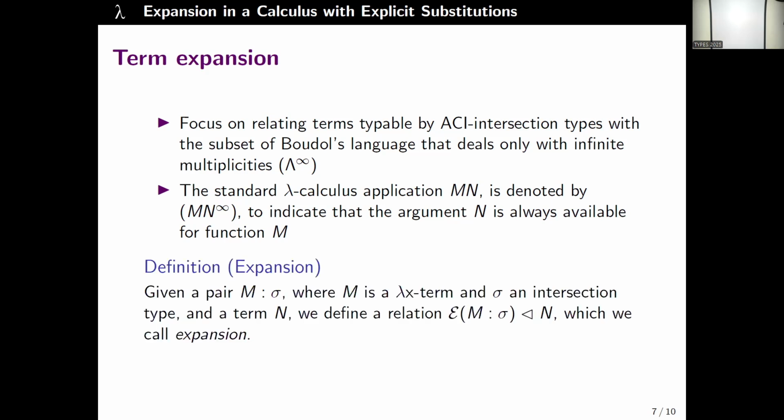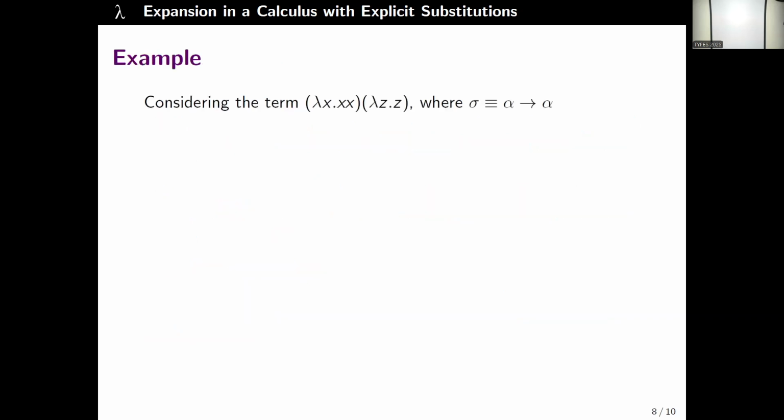And here is a notion of expansion. I'm not giving you the entire definition because it's a bit technical. So given a pair where M is a lambda X term and sigma is an intersection type, we define an expansion as a transformation from M with type sigma to N, which is a term in Boudol's language. So here is an example, again, the same.